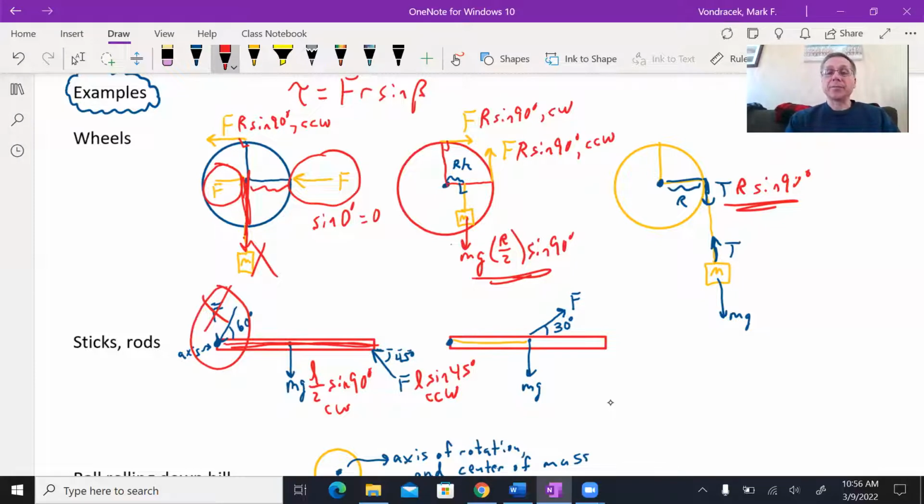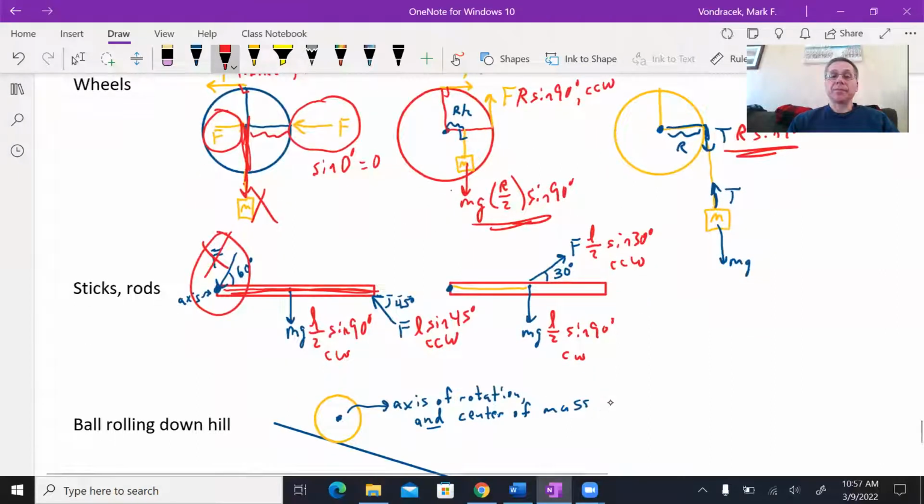Okay. The last example here, that stick, again, the weight of the stick is half the length away from the hinge, trying to make it rotate clockwise. And the applied force is at the midpoint of the stick, so half the length from the axis. And if it makes a 30-degree angle, we'd have to include the sine of 30 in order to figure out its torque. And that would be in the opposite direction again. It's trying to make it rotate counterclockwise. We have to subtract those.